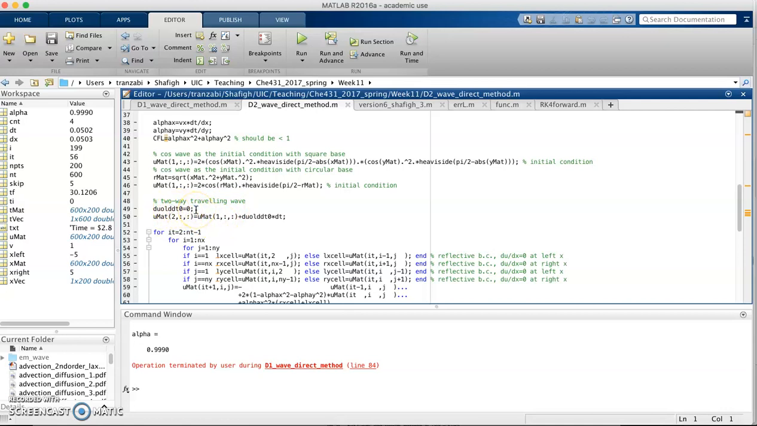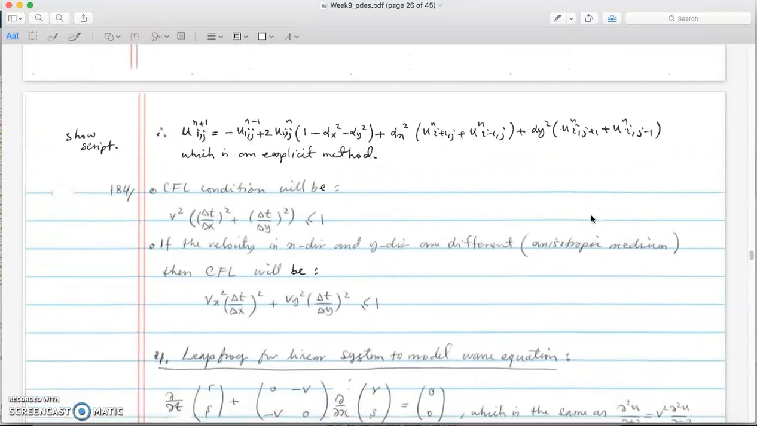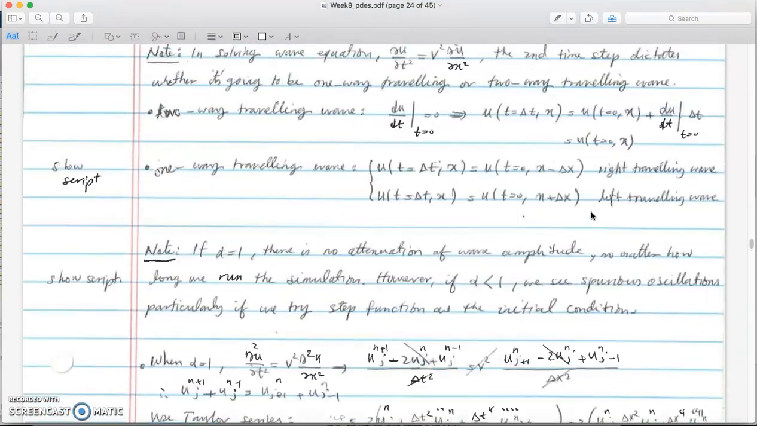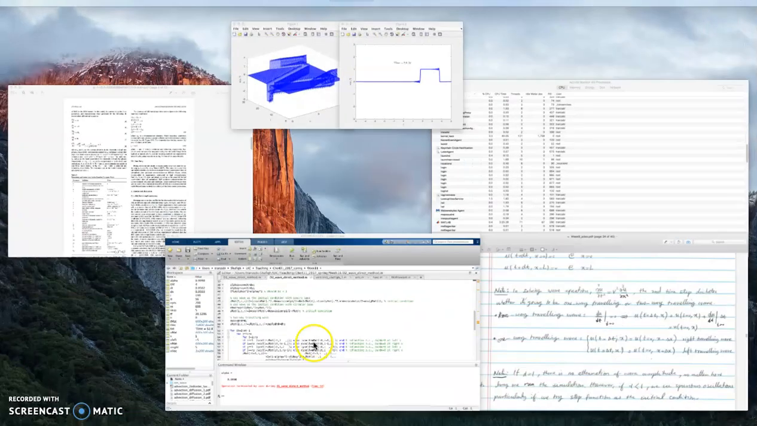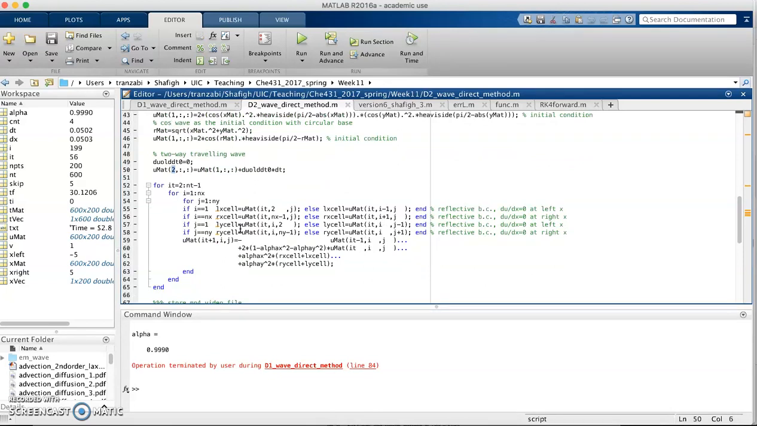Remember that? That's in the notes where we discuss how we can create two-wave traveling wave as opposed to one-wave traveling wave, where we discussed that right here. So the difference between two-wave and one-wave is just on the second time step. So here's the second time step where we distinguish whether that's going to be two-wave or one-wave.